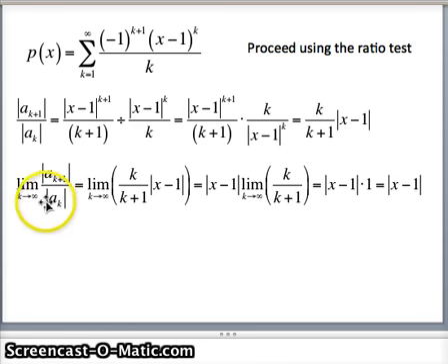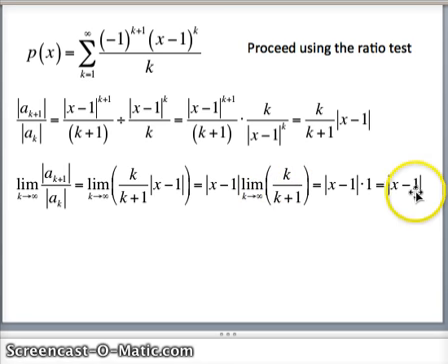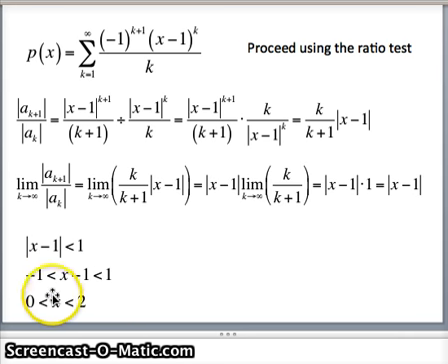We're going to take our limit. So our limit of that is simply going to be absolute value of x minus 1 times the limit as k goes to infinity of k over k plus 1. That limit is just 1. I get absolute value of x minus 1, which means that x has to be between 0 and 2, at which point you would have to check the endpoints. So I encourage you to go ahead and plug in those numbers and see what values you get for those endpoints. And that concludes this lesson.